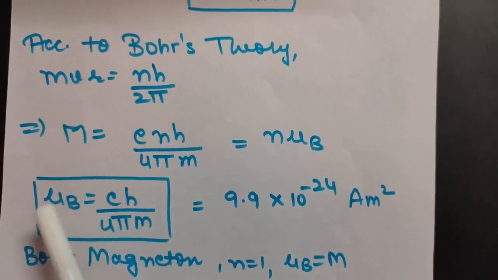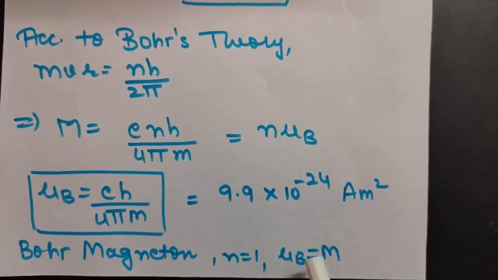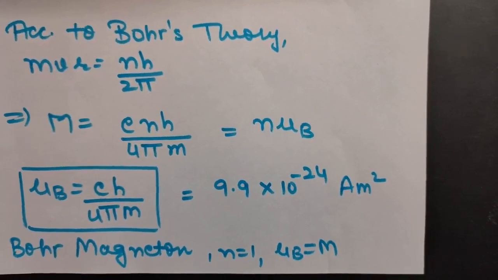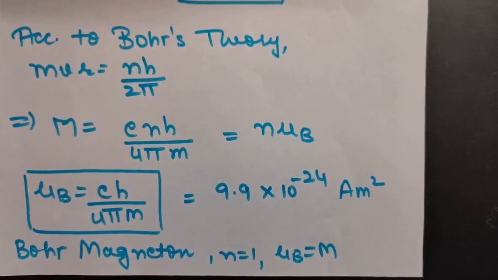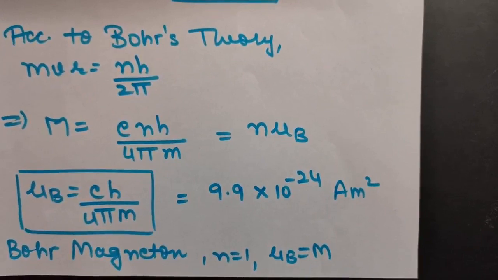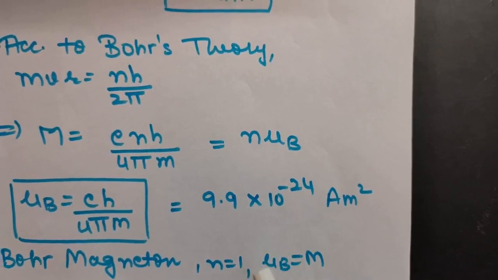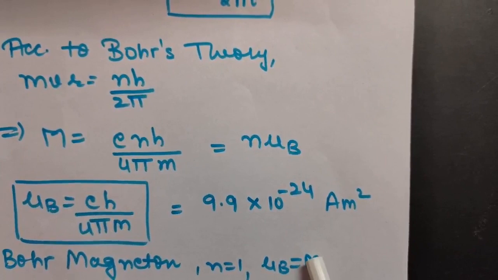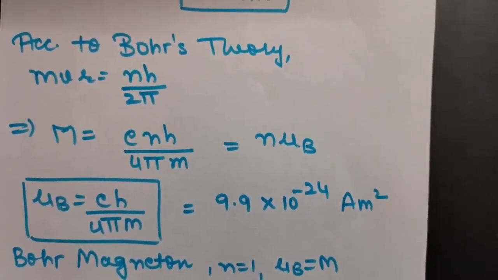Now if we want to define the Bohr magneton from here, the magnetic moment is n mu b. If n is 1, then mu b will be equal to the magnetic moment. So we can define the Bohr magneton as the minimum magnetic dipole moment associated with an atom due to the orbital motion of an electron in the first stationary orbit of the atom. I'm repeating the definition once again. Bohr magneton is defined as the minimum magnetic dipole moment associated with an atom due to the orbital motion of an electron in the first stationary orbit of the atom.